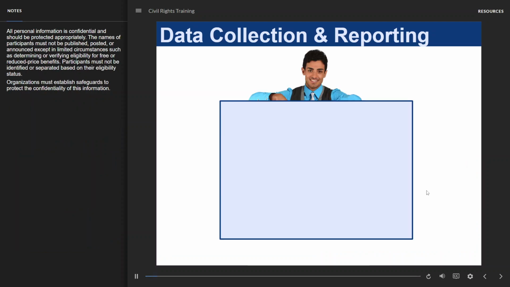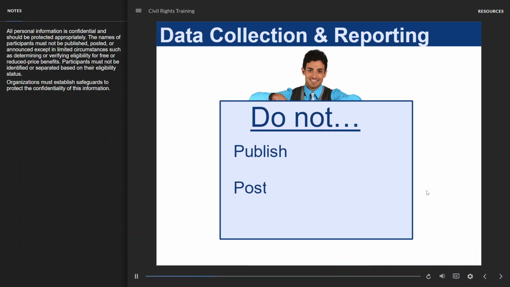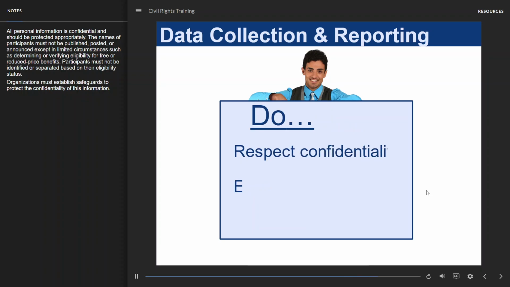All personal information is confidential and should be protected appropriately. The names of participants must not be published, posted, or announced, except in limited circumstances such as determining or verifying eligibility for free or reduced price benefits. Participants must not be identified or separated based on their eligibility status. Organizations must establish safeguards to protect the confidentiality of this information.